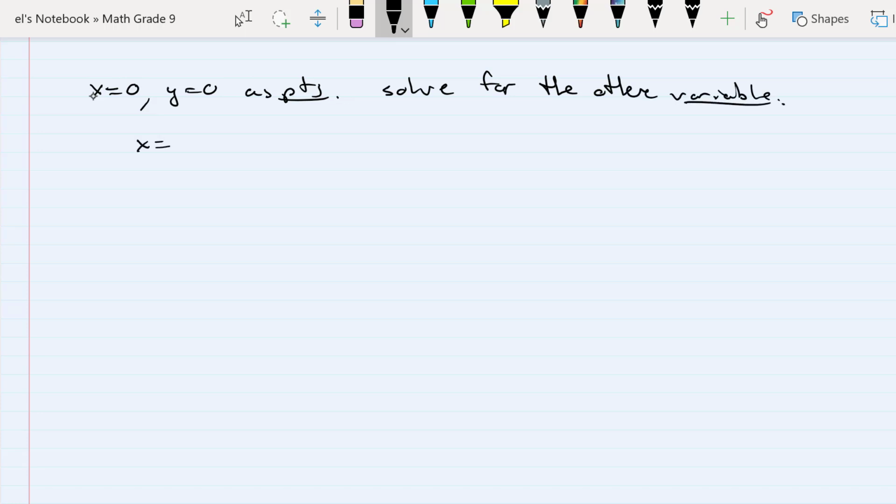That is, if you pick x equals 0, you solve for y. If you pick y equals 0, you solve for x.